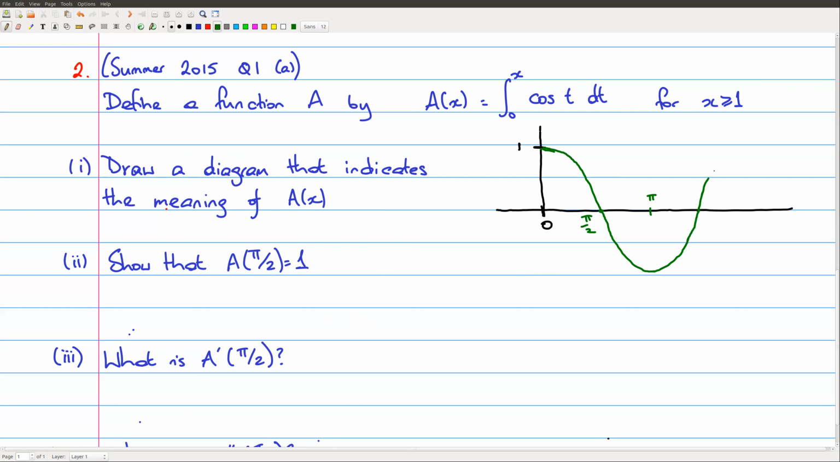So that's a bit of the graph. This is y equals cosine t. t is the variable that parameterizes the horizontal axis in this picture. So our function A is defined for x at least equal to 1. 1 is somewhere here, less than pi over 2. So a potential value of x, for example, would be here. And what the function A of x does is it takes the definite integral from 0 to x of the cosine function.